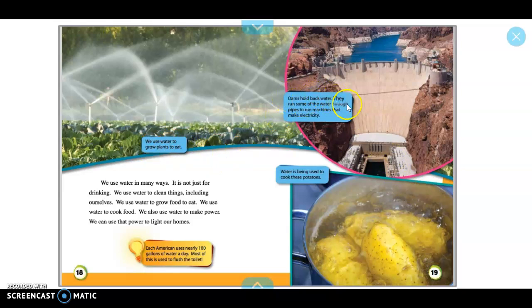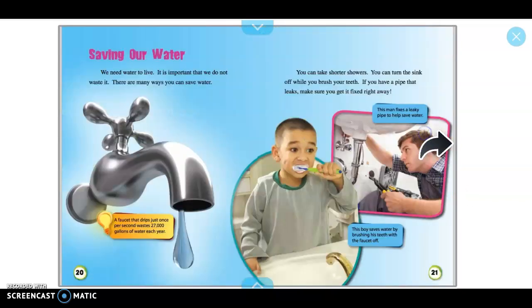Dams hold back water. They run some of the water through pipes to run machines that make electricity. This right here, this is called a dam. I believe this is borderline Las Vegas, I think, and then on the other side is another state. So let's go. Water is being used to cook potatoes. I'm sure your mothers all boil eggs or boil potatoes or greens. You use water to cook.